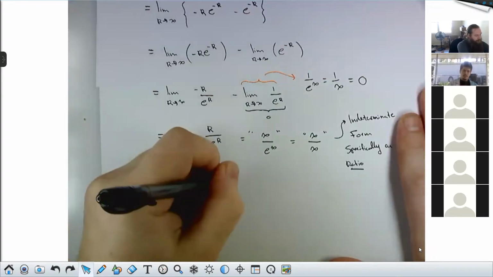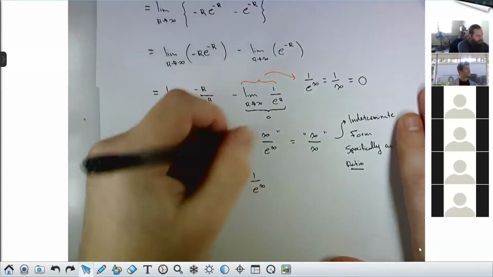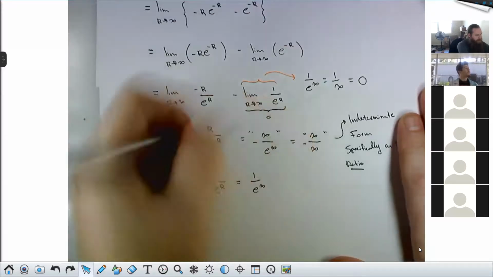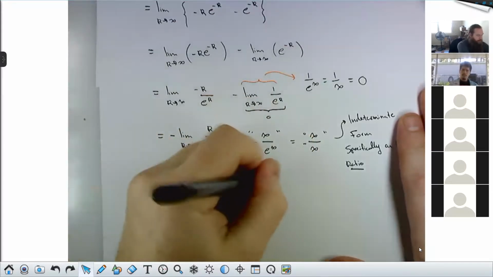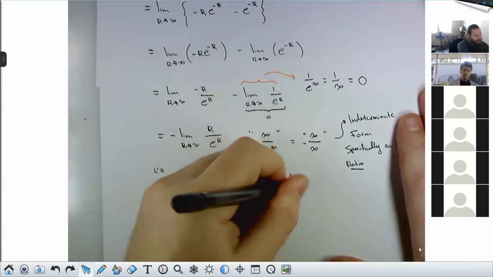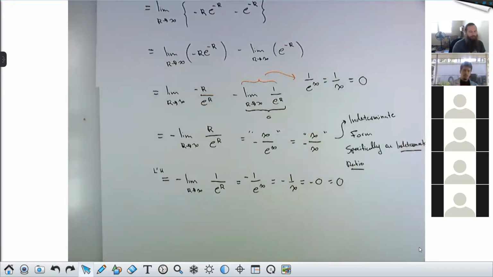So this time I get 1 over e to the infinity. I'm sorry, I should say these are all negative, right? I should say I get negative 1 over e to the infinity. That's this negative here, which is negative 1 over infinity, which is negative 0, which is 0. So here, this integral converges to 0.